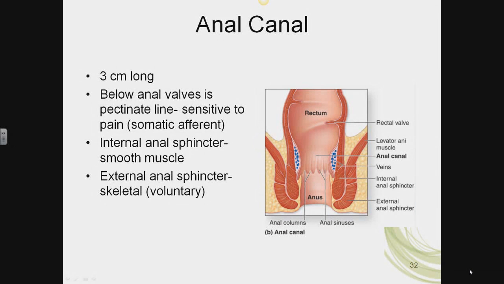That concludes segment 3 of our digestive system. In our last and final segment, our last 10 slides address the accessory glands of the digestive system.